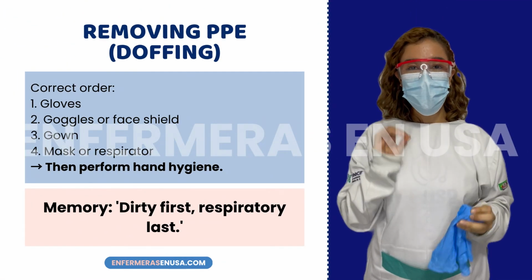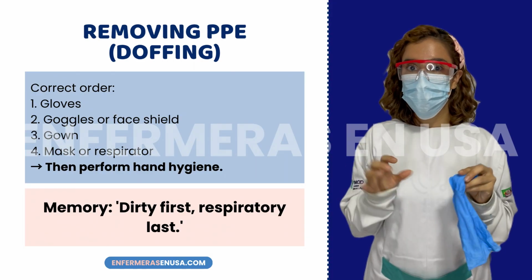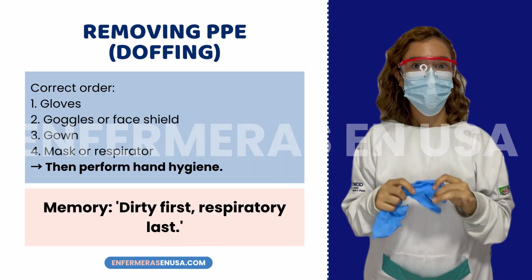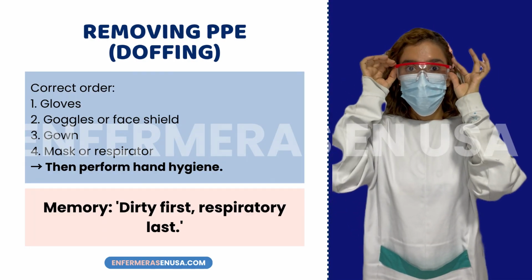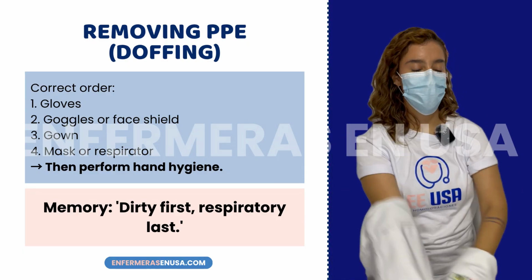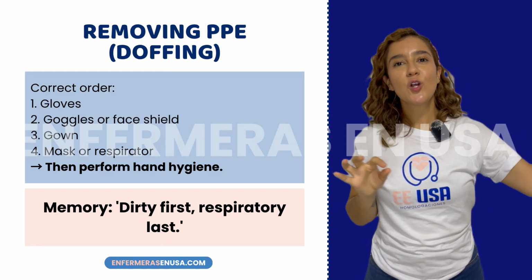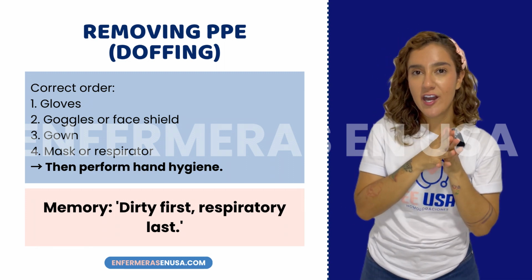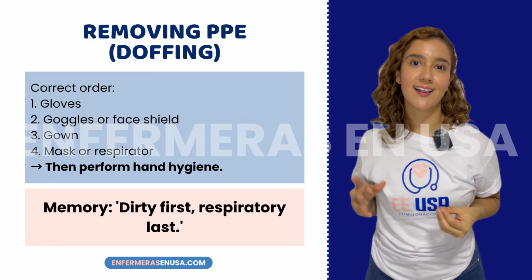Now, when doffing PPE, the goal is to avoid contaminating yourself. So the rule is simple. Remove the dirtiest items first and the face protection last. Here's the correct order. First, gloves. Second, the goggles or the face shield. Third, the gown. And fourth, the mask or respirator. And always finish with hand hygiene. No exceptions. A memory trick: dirty first, respiratory last. That phrase will help you remember the correct order during the NCLEX.